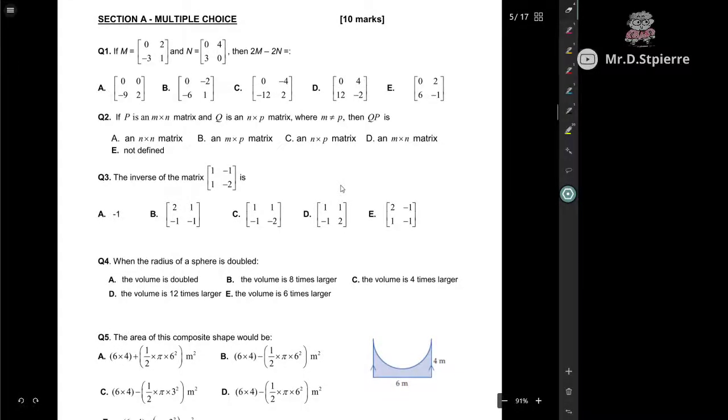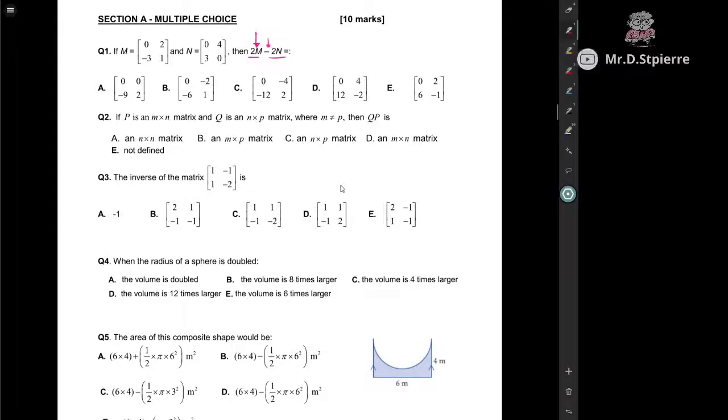So Section A, multiple choice, question 1. If M is a matrix 0, 2, negative 3, 1, and N is that matrix, then find 2M take away 2N. So what is this question assessing? This question is looking at first doing a scalar multiplication, so 2 times a matrix, and then it's also looking at doing a matrix operation. In this case, it is a subtraction.